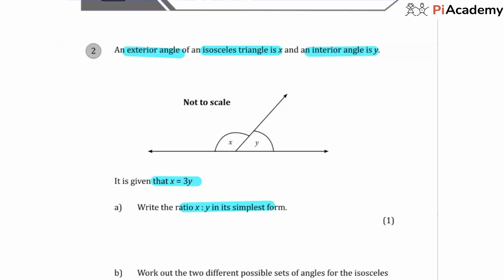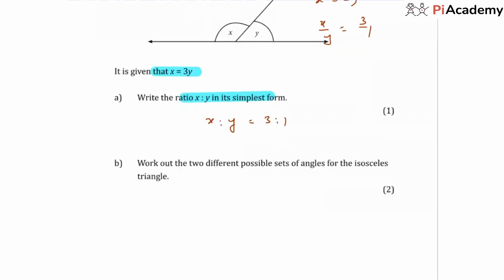It's simple. You're given x equal to 3y, so it's just finding the ratio. x by y is 3:1. So x is to y is 3:1. It's very simple, it's just ratios. And then you said work out two different possible sets of angles.